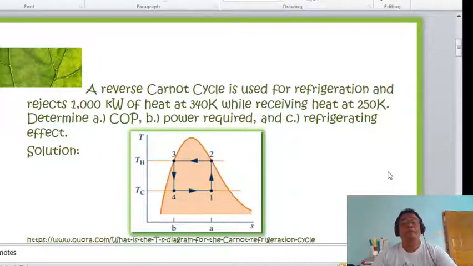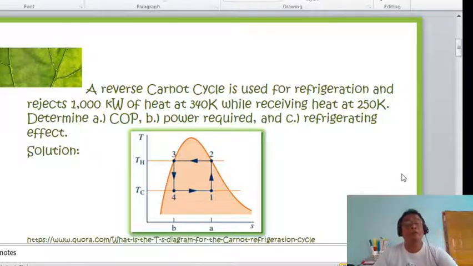A reverse Carnot cycle is used for refrigeration and rejects 1000 kilowatts of heat at 340 Kelvin, while receiving heat at 250 Kelvin. Determine the coefficient of performance or COP, power required, and then refrigerating effect.